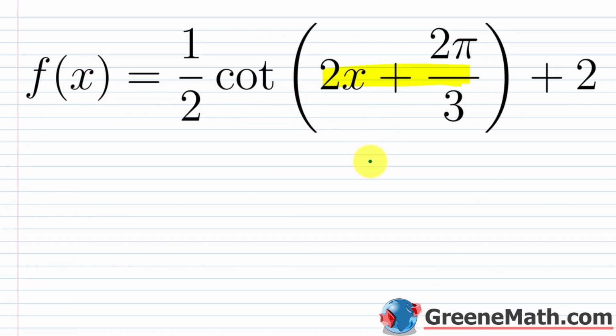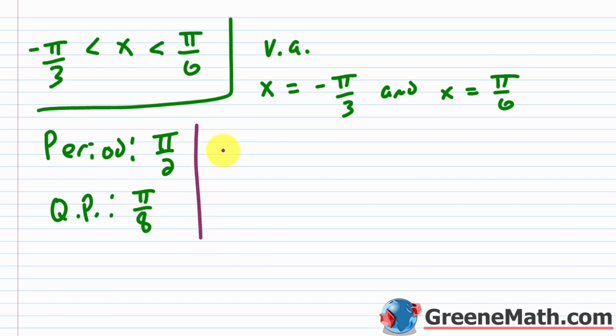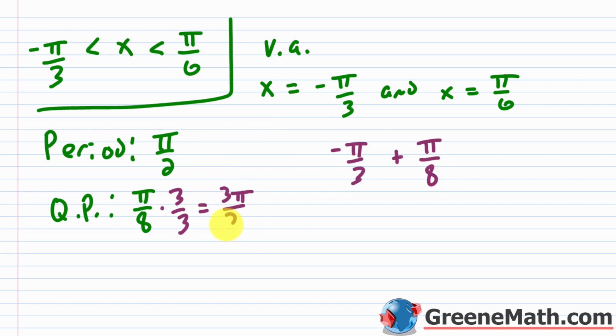If you want your period, again, it's pi, which is your standard period, divided by 2, the coefficient of x. So it would be pi/2. So let me write that the period is going to be pi/2. And then your quarter period, so this is pi/2 times 1/4. So that's pi/8. So again, all you have to do is take this -pi/3, and you're going to add a quarter period. So you're going to add pi/8. Now again, you need a common denominator. So let's just go ahead and right now multiply this by 3/3, just so that we're not struggling the whole time to get common denominators. So this right here would give me 3pi/24.